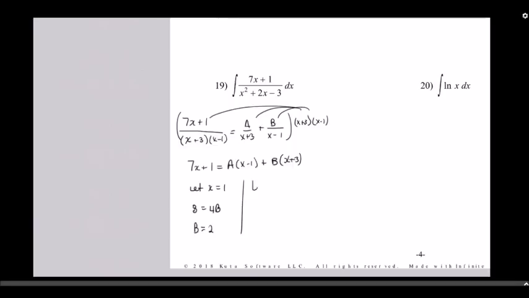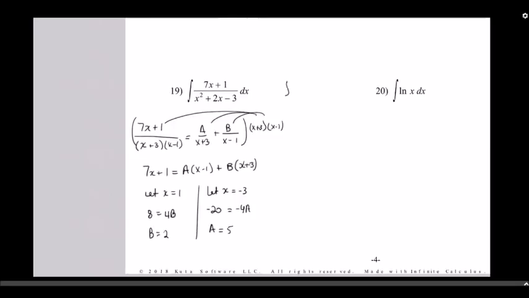So b equals 2. And then we could let x equal -3, because then that'll cancel out the b part of this, allowing us to solve for a. So if all the x's equal -3, then over here 7 times -3 is -21 plus 1 is -20. And then here we get -3 minus 1 is -4a. And b cancels because -3 plus 3 is 0. So solving this now, we get a equals 5.